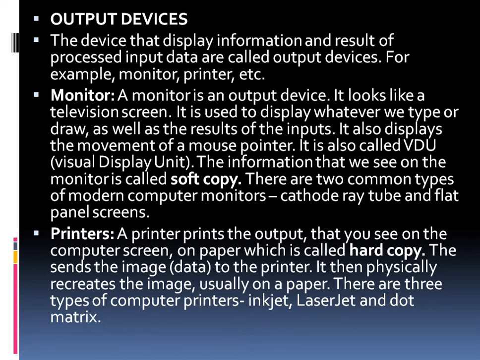Students, whatever you see on the computer screen, if your computer is switched off, it is no more available. So to make a permanent copy of the record, a printer may be used. Printer prints the information on the paper, so anytime you can access the information. There are many types of printer, mostly 3. First one, inkjet printer, laser jet printer and dot matrix printer.